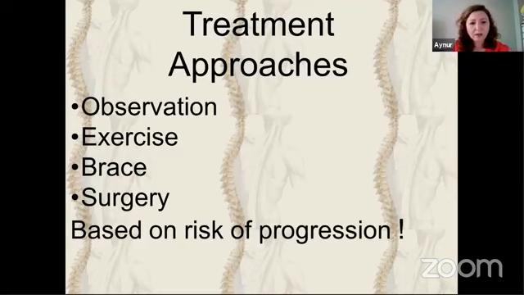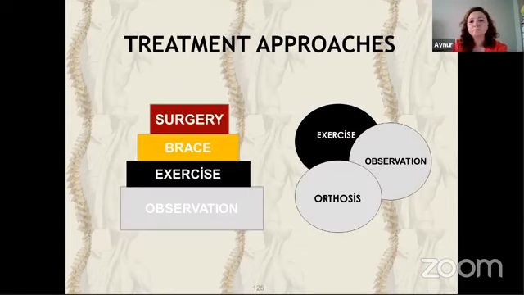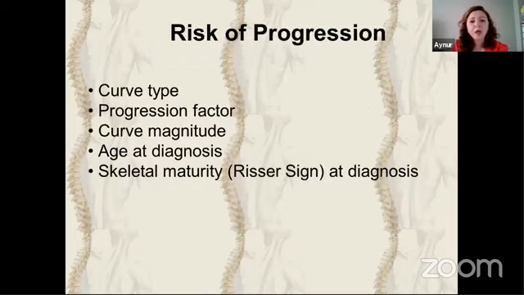We have a little time, but I think we should go on. Observation, exercise, brace, and surgery. Treatment approaches are based on the risk of progression. They can be used one by one or together. Risk of progression is evaluated according to the curve type, progression factor, curve magnitude, age at diagnosis, and skeletal maturity at diagnosis.